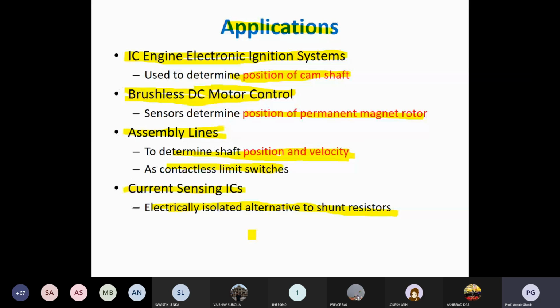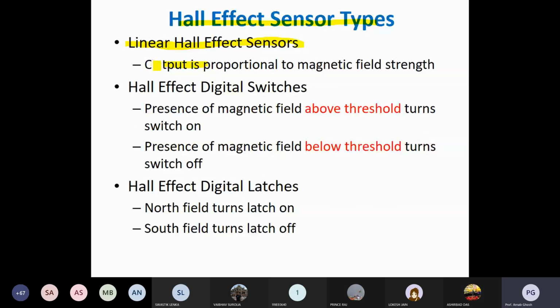So what are the different types of Hall effect sensors? First, you can say the linear Hall effect sensors. What do you mean by linear Hall effect sensors? From the definition, you can see that we get an output, definitely an electrical output, and it is proportional to the magnetic field strength.